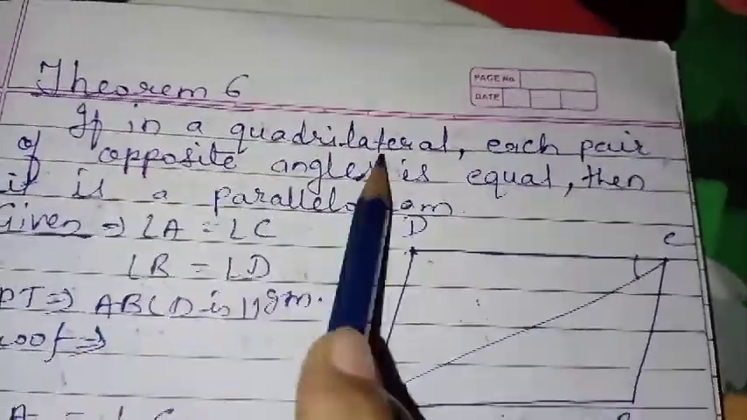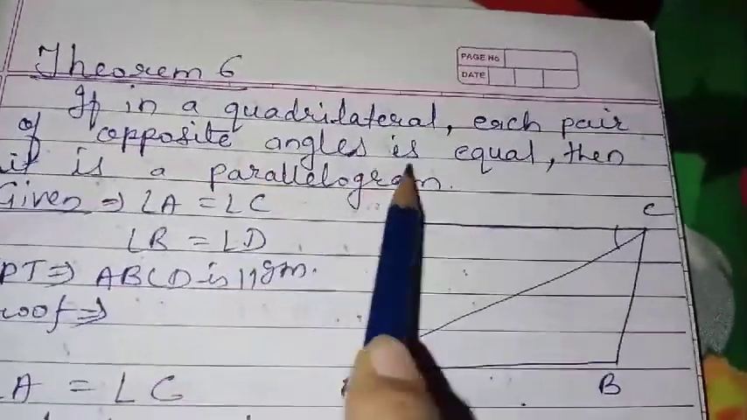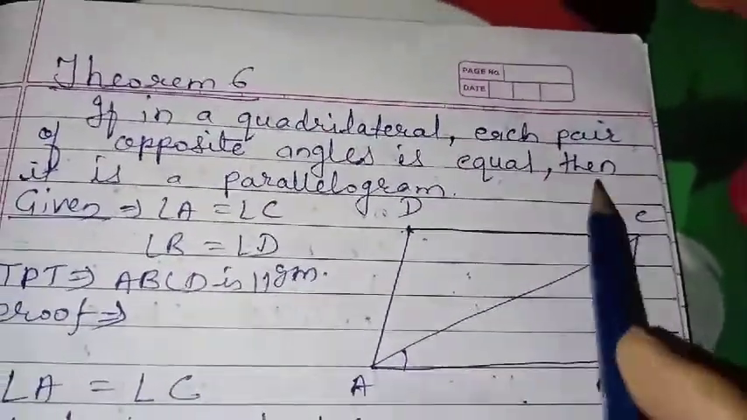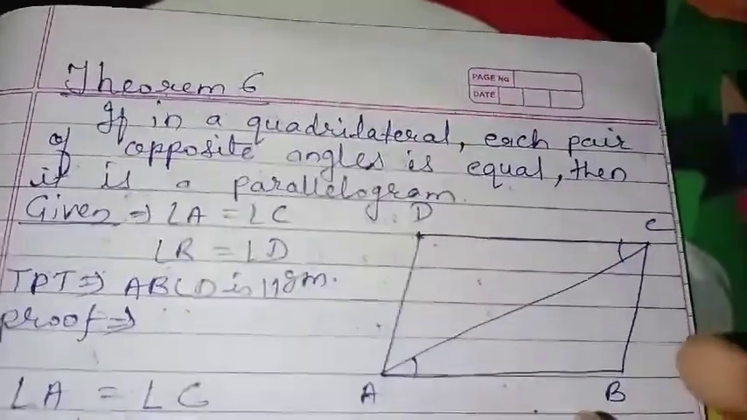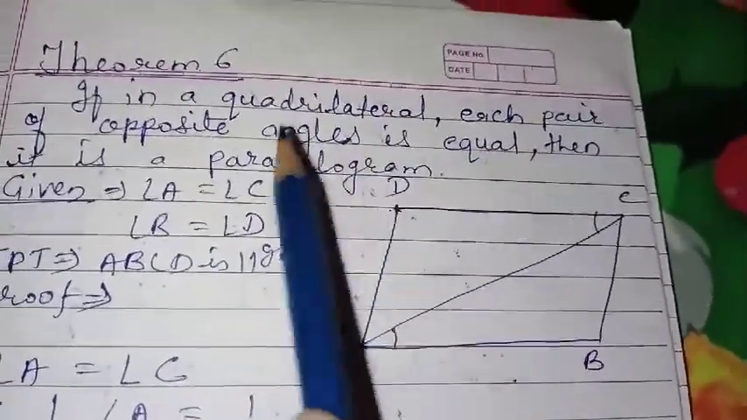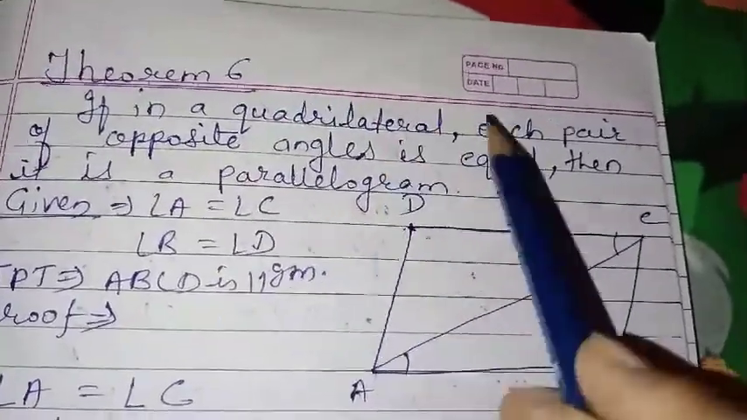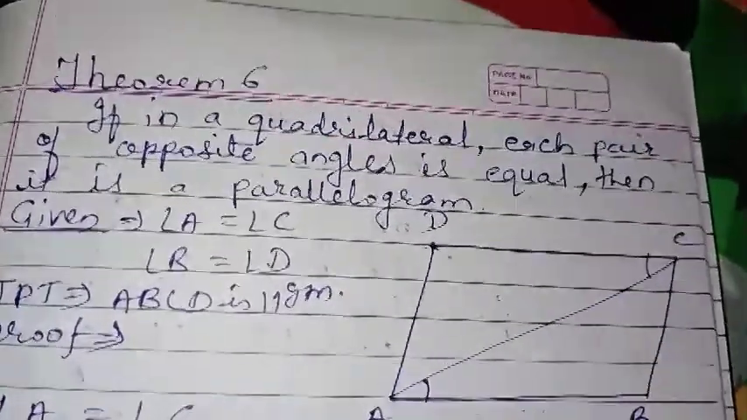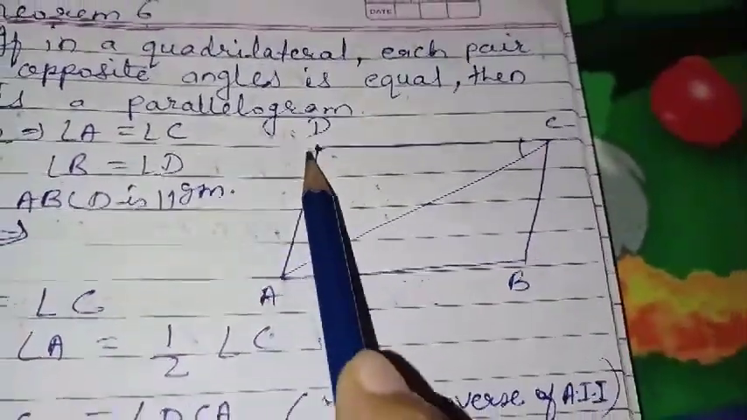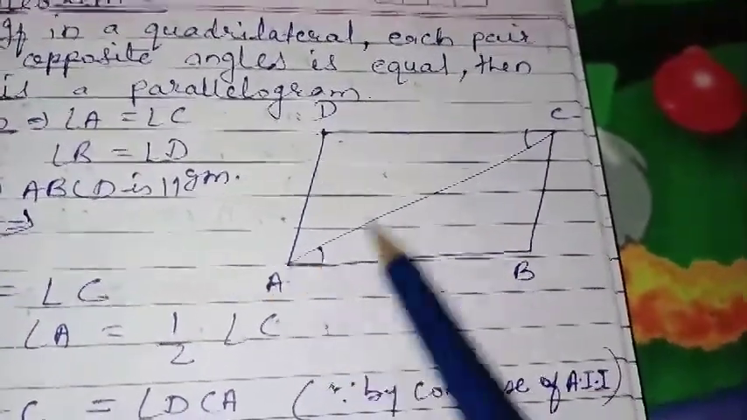If in a quadrilateral each pair of opposite angles is equal, then it is a parallelogram. In the last theorem you learned that if opposite sides are equal then it's a parallelogram. And here you will learn if opposite angles are equal then it is also a parallelogram. Let's prove. I have drawn a diagram ABCD. Construction required: join AC.